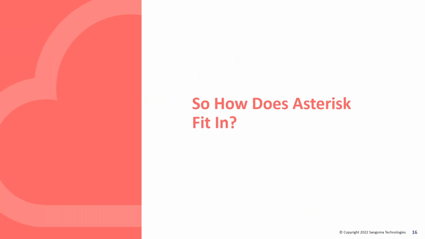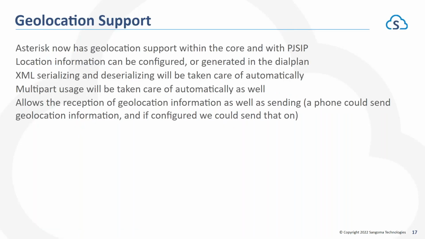So how does Asterisk fit in with all of this? So Asterisk now has geolocation support within the core and with PJSIP. It is not supported within ChanSIP, which I hope is not a surprise to anyone. I will also take this opportunity to state that ChanSIP has been removed from Asterisk Master, which means it will not be present in Asterisk 21. So as always, when doing presentations like this, I always state PJSIP is the path forward, upgrade to it if you can, or make a plan to.